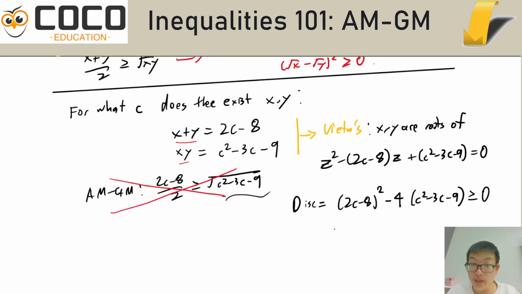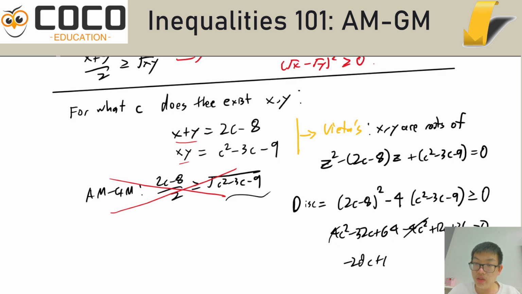Okay, so let's put this in. Expand it. And so you get c is less than or equal to 5. Now, then we can look at this and say, well, what does it have to do with AM-GM? You just said AM-GM does not work. Well, not so fast.